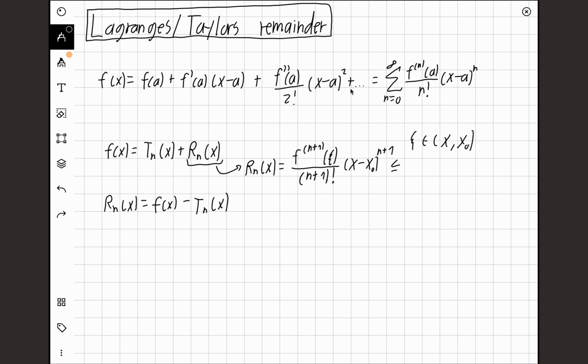Well, first of all, I'm gonna define another function, and I'm gonna call it capital F of t. We're just gonna define a new variable t, and it's going to be the same expression: f of t minus Tn of t. This is just a smart trick. t is just a normal variable like x. There's nothing special about it. It's just a different variable.